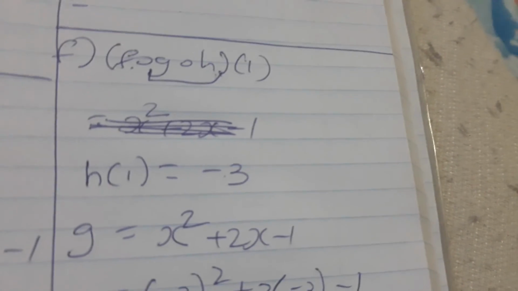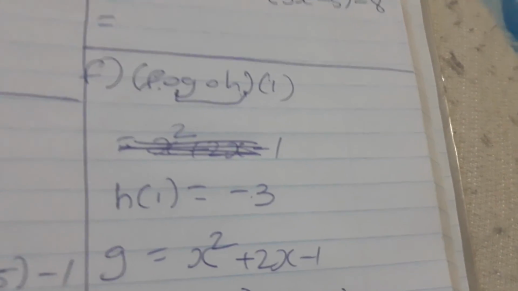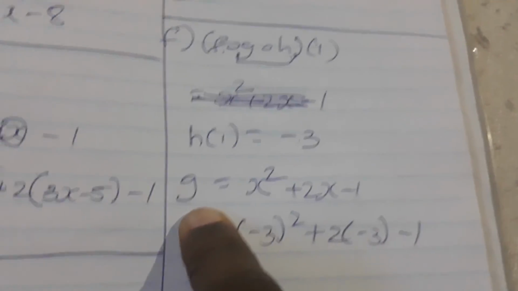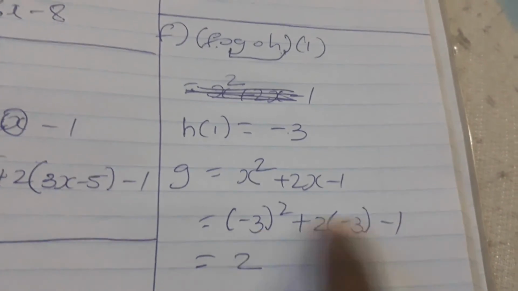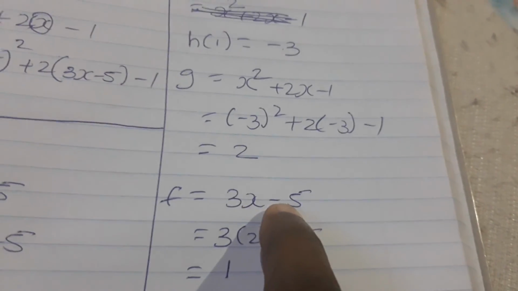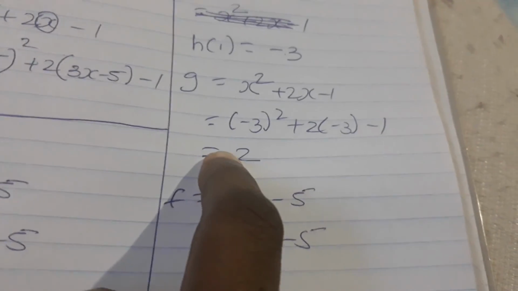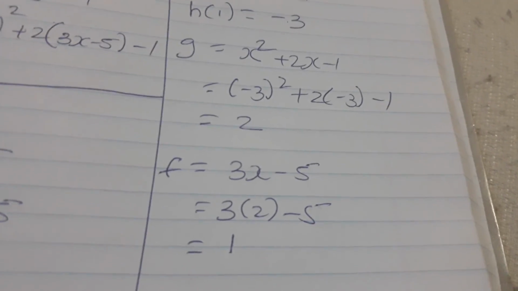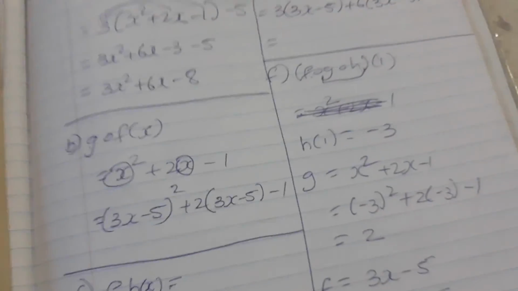Next I have f of g of h of 1. So first thing I'll have to do is g of h. My h is -3. In my g function, you will see I've substituted -3. I have a 2. Then in my f function, the previous answer will be substituted. You will see the expanded forms are already given in your answer sheet. You can always go over that in detail, and that's on page number 87.